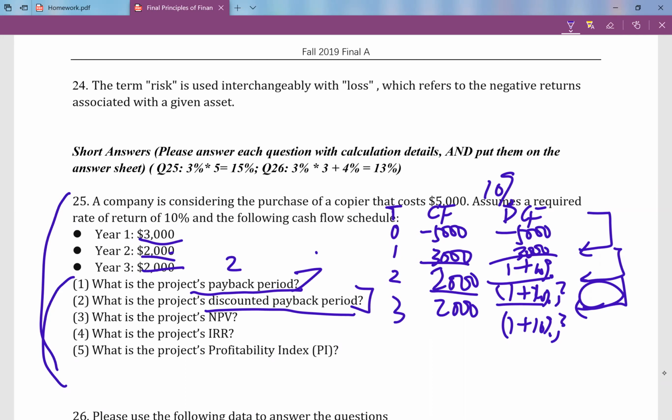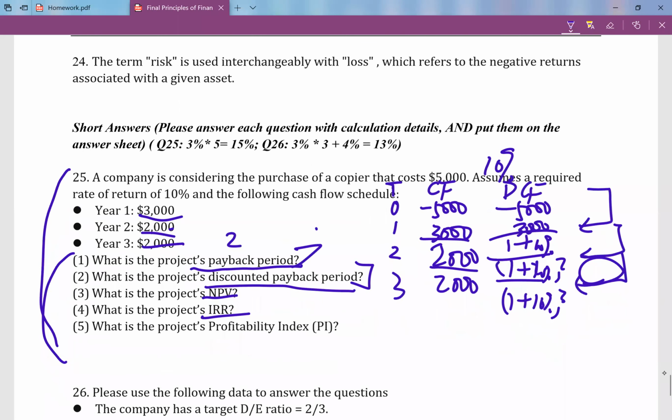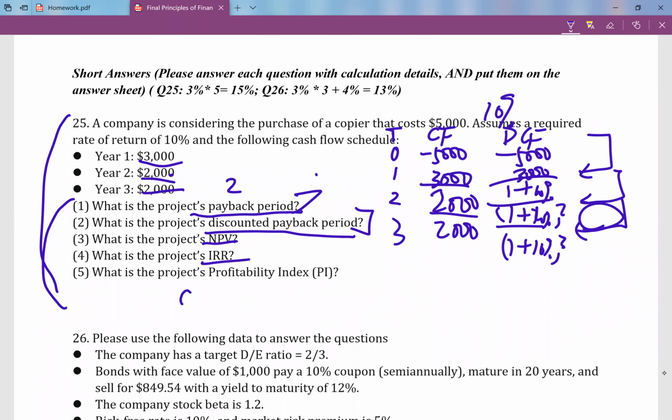Same thing for NPV and IRR. For NPV, you can use our Excel or the cash flow key on your financial calculators. First you press the CF key. Before or after you press the CF key, you can clear your memory by pressing Second, and clear the work. Make sure you clear the numbers first. After you clear the work, you input the cash flows one by one. For example, minus 5,000 is CF0.